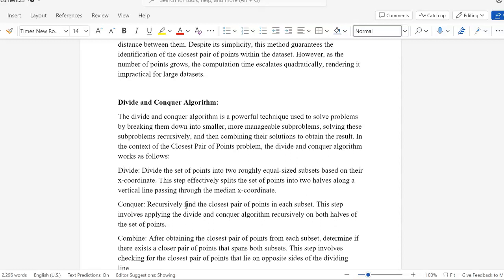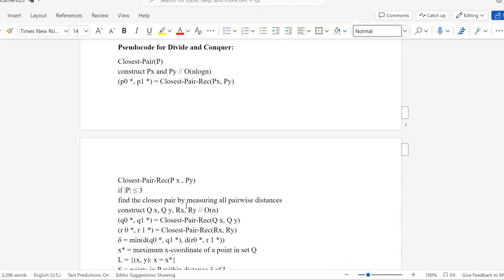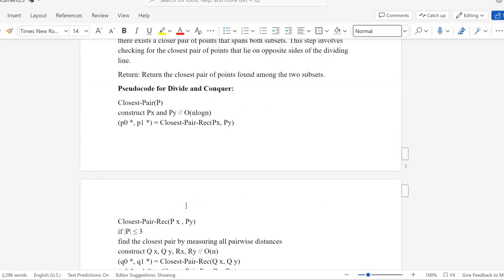By efficiently partitioning and conquering the problem and then merging the solutions, the divide and conquer algorithm efficiently identifies the closest pair of points in a given set. This approach reduces the overall complexity of the problem by decomposing it into simpler tasks, ultimately leading to an optimal solution. If we consider the pseudocode, this is a pseudocode that has been explained in class for divide and conquer algorithm.